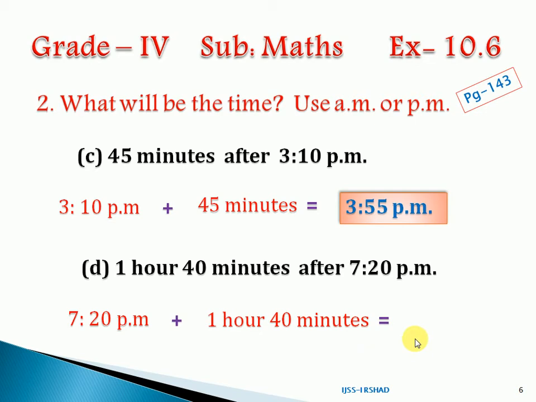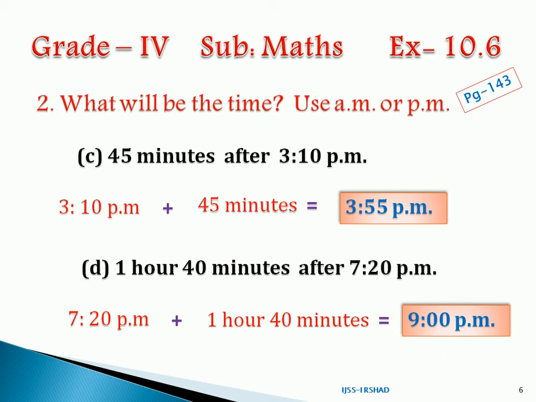It will be PM because it is not crossing 12 midnight. The 9 is coming before 12, so the unit will be PM. So you can write 9 PM. Again I am repeating: 40 minutes and 20 minutes make 60 minutes, and 60 minutes means 1 hour. So the minutes are nothing left, 00, and 7 hours plus the 1 hour you got after adding 40 and 20 makes 8 hours, and adding the 1 more hour you get 9 hours. So 9 PM.